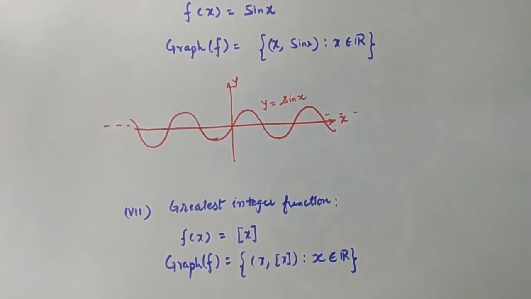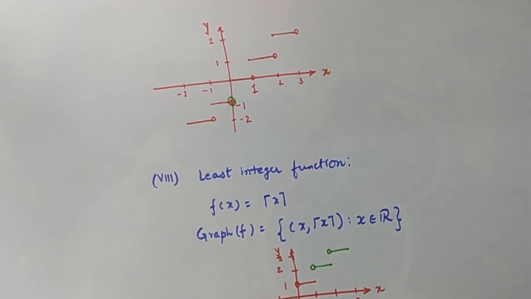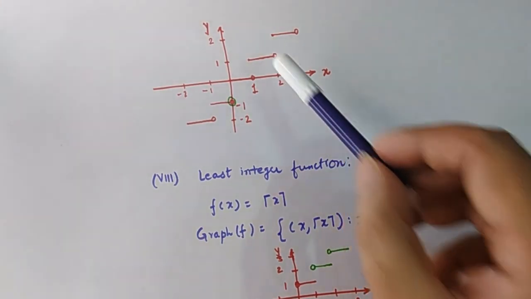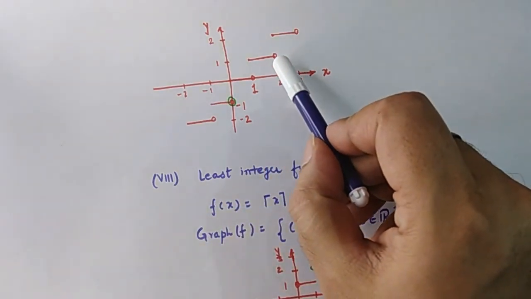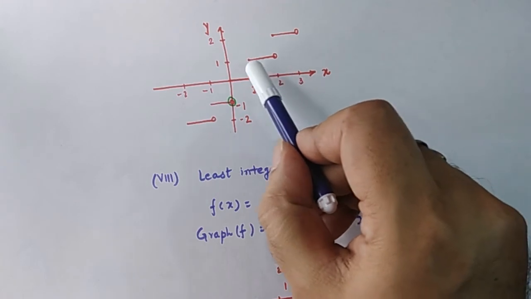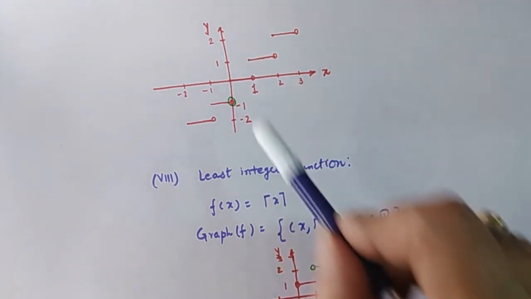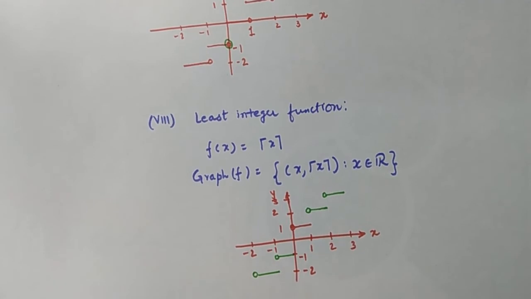Consider now the greatest integer function, f(x) = [x]. The graph of f will be the collection of points of the form (x, [x]) such that x belongs to R. The graph of the greatest integer function has this particular form. These open circles indicate that that particular endpoint is not included in a particular segment. Similarly, for the least integer function, the plot of the graph looks like this.